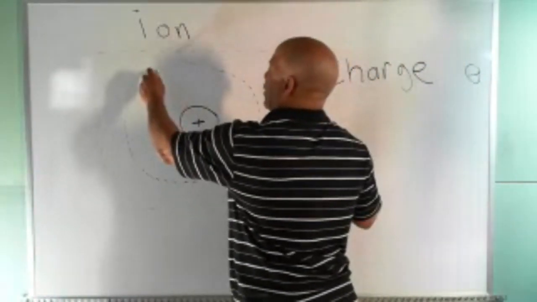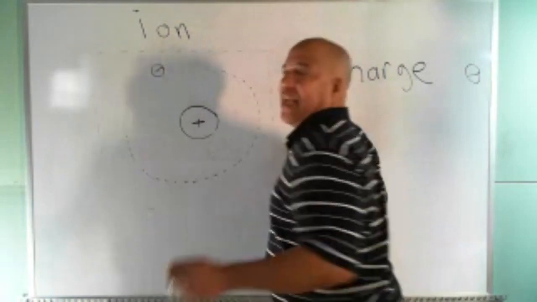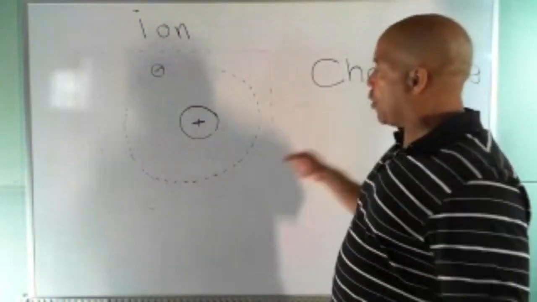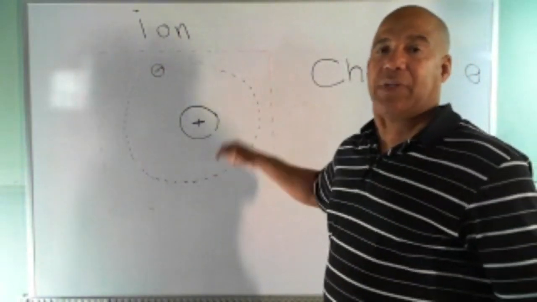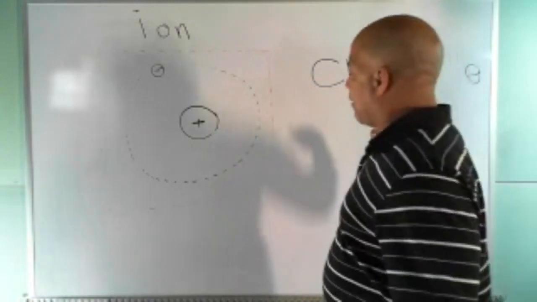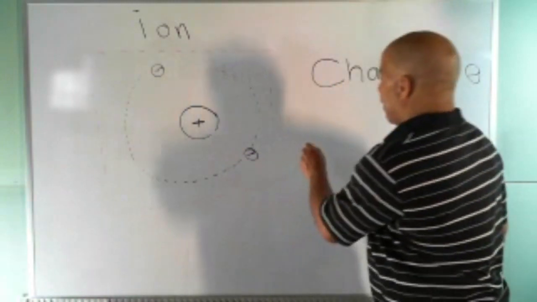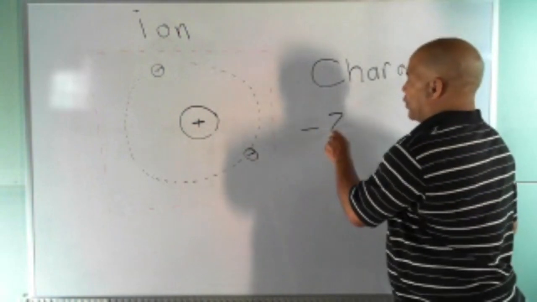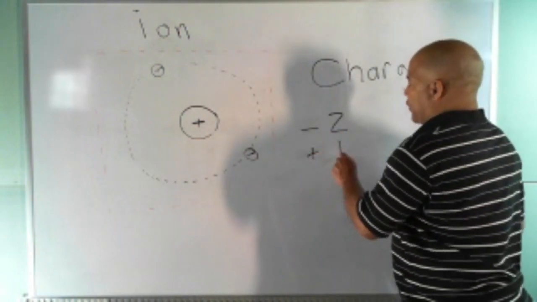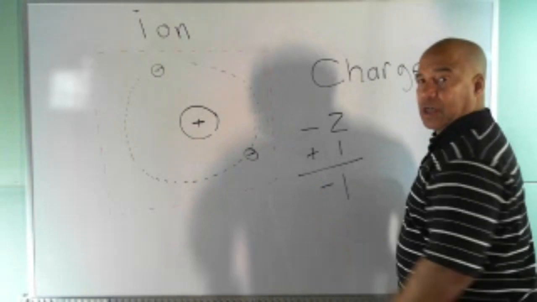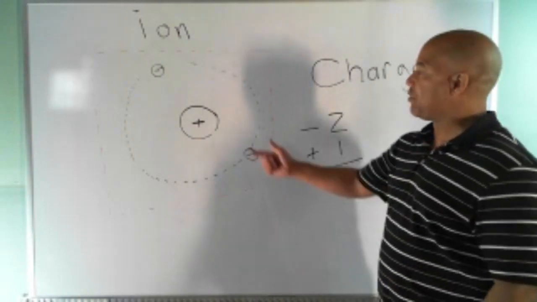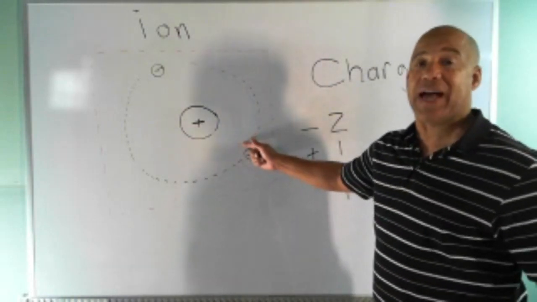But what if I did this? What if I have an electron here? If there was some kind of way for me to force that hydrogen atom to take another electron, now I have 2 minus charges and 1 plus charge, so I have a net charge of -1. So now I've charged this ion not to be positive, but to be negative.